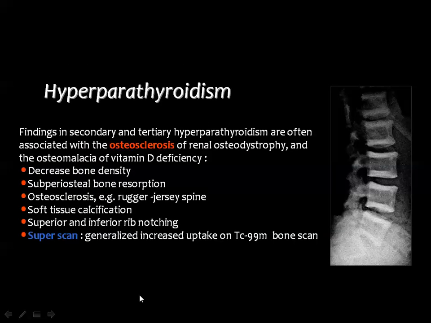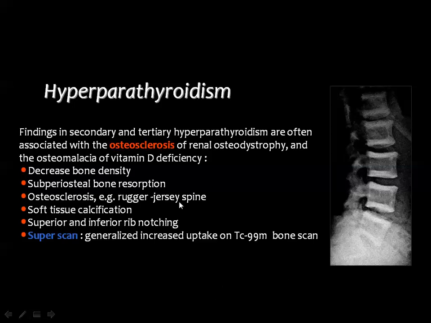And one of the manifestations in the spine is known as the rugger jersey spine, which means that the vertebral end plates are sclerotic and the central part of the vertebra is porotic. And bone sclerosis is evident in the secondary and the tertiary hyperparathyroidism. It is not an evident feature of the primary hyperparathyroidism.